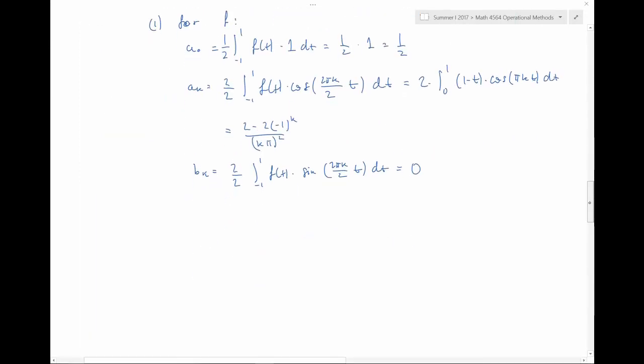So it looks like f of t can be written as 1/2 plus the sum for k going from 1 to infinity. The coefficients ak are 2 minus 2 times (-1) to the power k over k pi squared, times cosine of 2 pi k t over 2, so it's just pi k t, plus 0 times sine of pi k t.